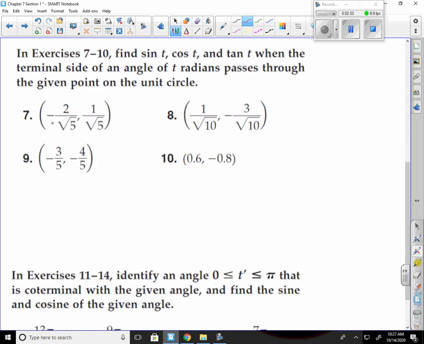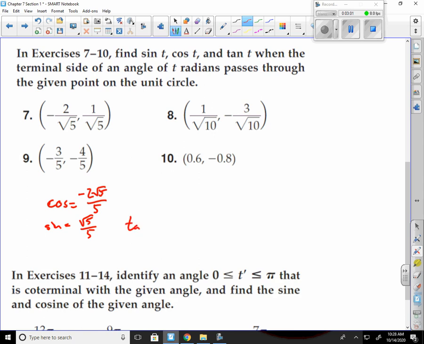Our cosine is negative 2 over root 5. So our cosine would end up being negative 2 root 5 over 5. Our sine, that's just getting the square root off the bottom. Root 5 over 5. It's actually 1 times root 5, so it's not a big deal.